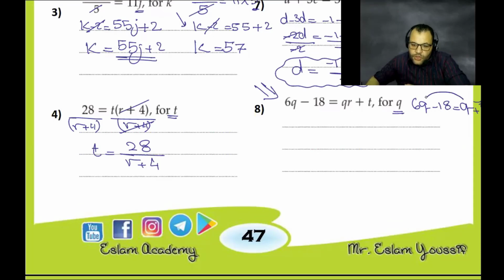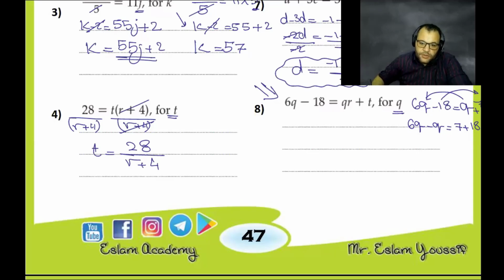Just shifting Q to the other side, and shifting the number to the other side. So it would be 6Q minus Q equals 7 plus 18. That's what we will do here for the left hand side.